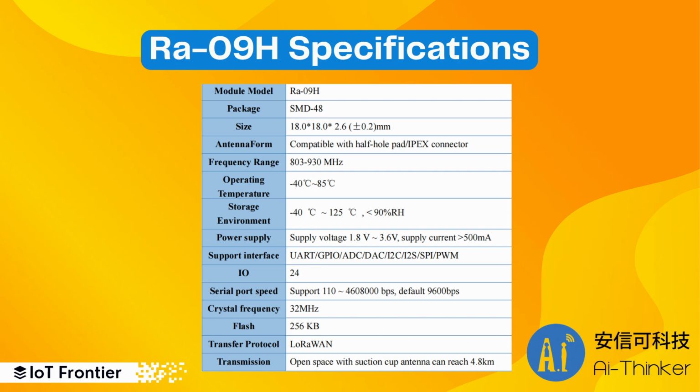The input output pins that we have here are 24, and the serial port speed supports from 110 to 460800 bps, and the default it uses is 9600 bits per second. The crystal frequency it has is 32 megahertz and the flash it uses is 256 KB. And the transmission here we can see is open space with a suction cup antenna that can reach 4.8 kilometers.